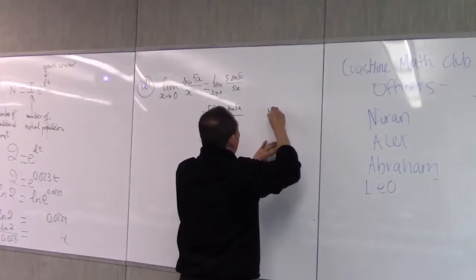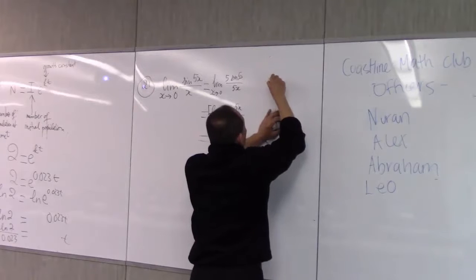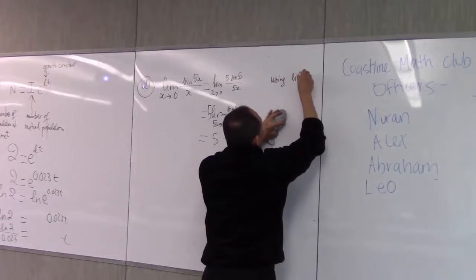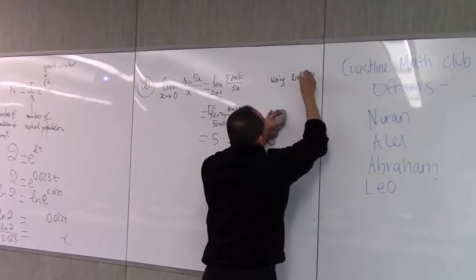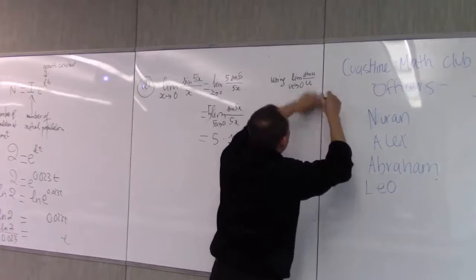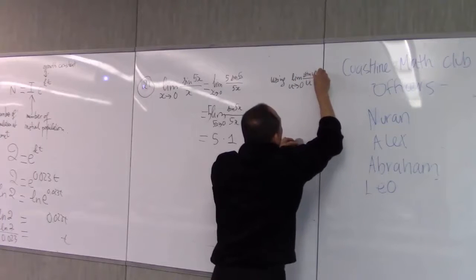Okay, this means that now, to use that, I like to use the limit of sine of u over u as u approaches 0 equals 1. Okay, that's what I like.